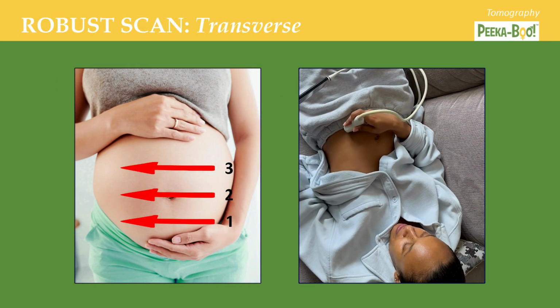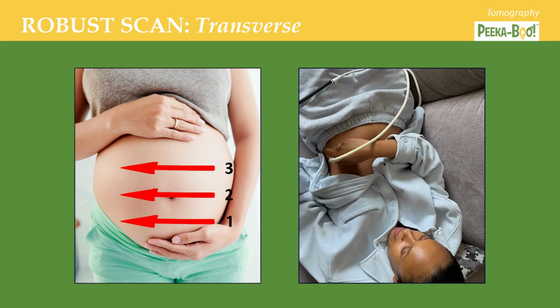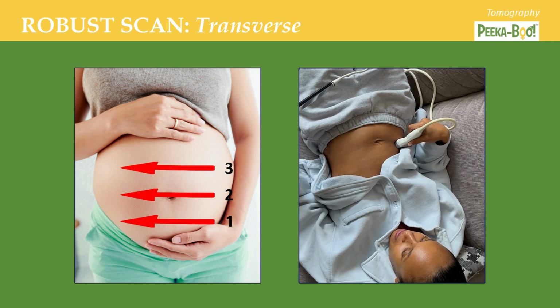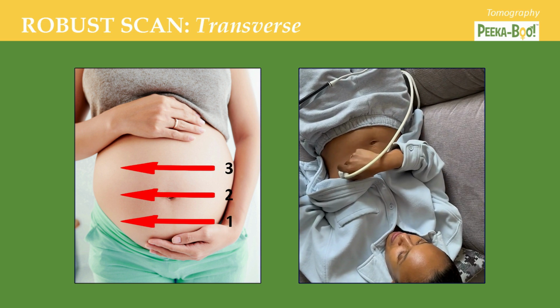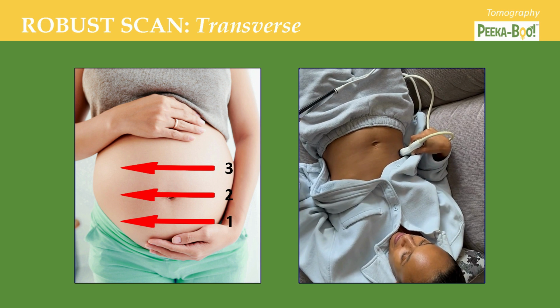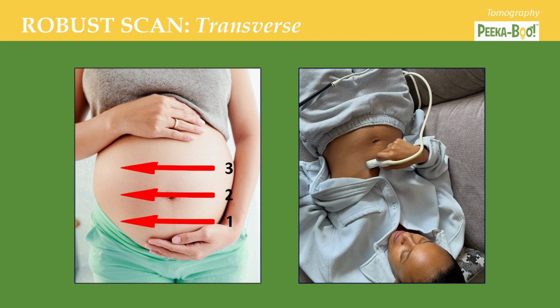Next, take 3 transverse scans, scanning from the maternal left to maternal right. The first is just above the symphysis in lower abdomen, the second in the mid-abdomen, or mid-uterus, and the third across the upper portion of the uterus. This will be in the upper abdomen in the 3rd trimester of pregnancy.